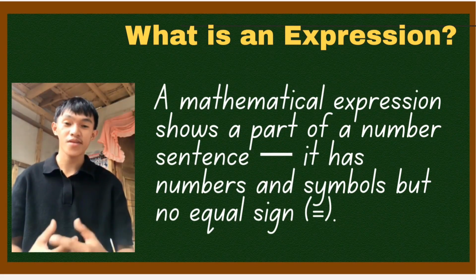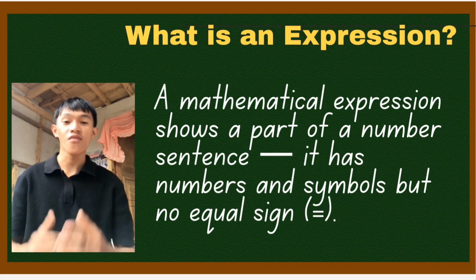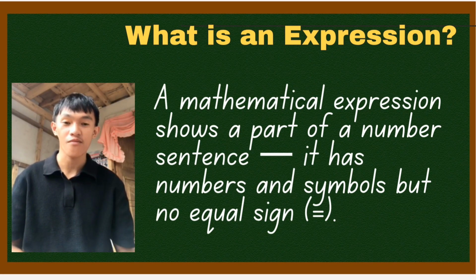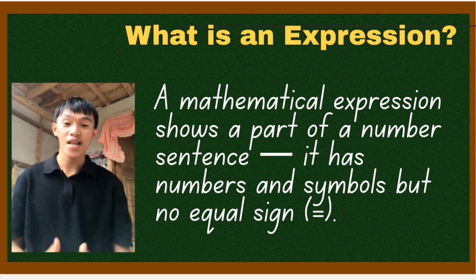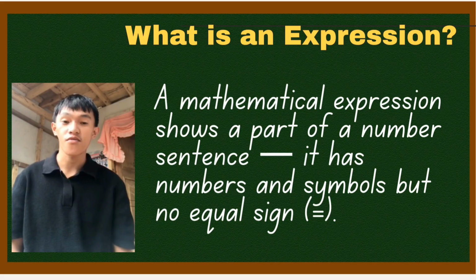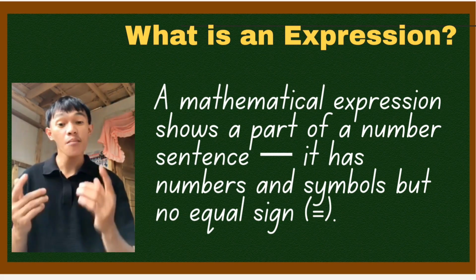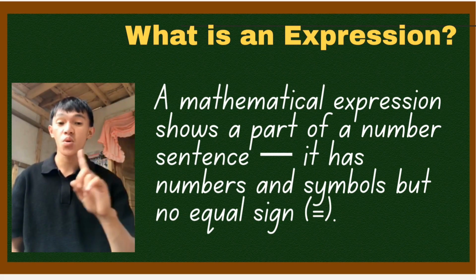Nika, can you read it? Very good. Let us give Nika 5 claps. 1, 2, 3, 4, 5. So a mathematical expression shows a part of a number sentence. It has numbers, symbols, but no equal sign.